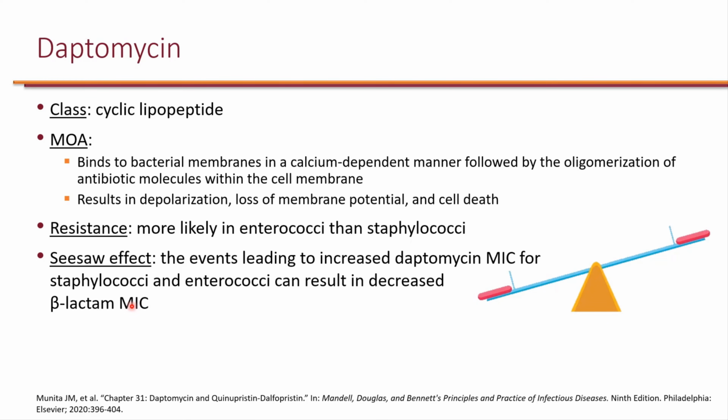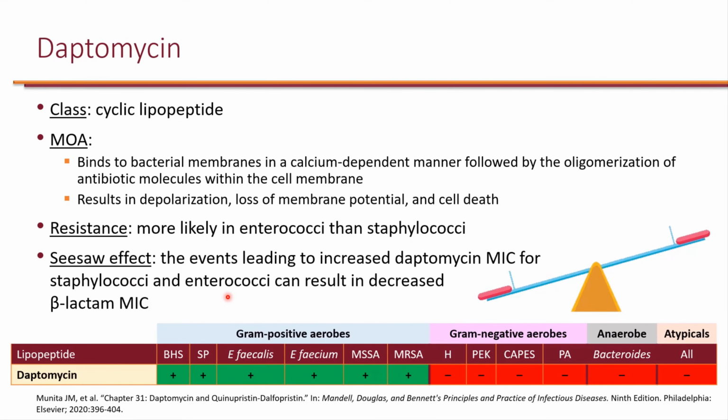And this is not just unique to daptomycin, the same effect also applies to vancomycin. So if you were to combine vancomycin with a beta-lactam, there would be a seesaw effect expected, specifically for staphylococci and enterococci. So here's the spectrum of activity of daptomycin.